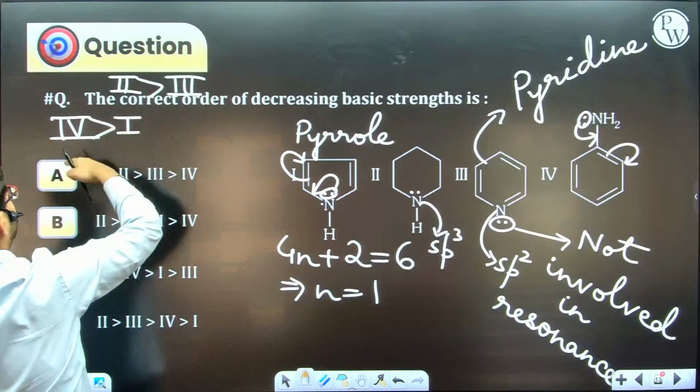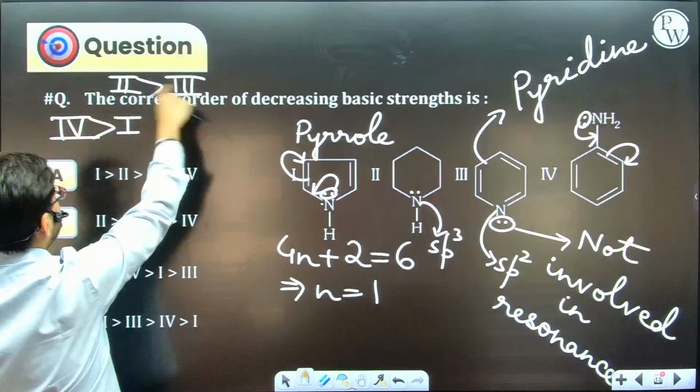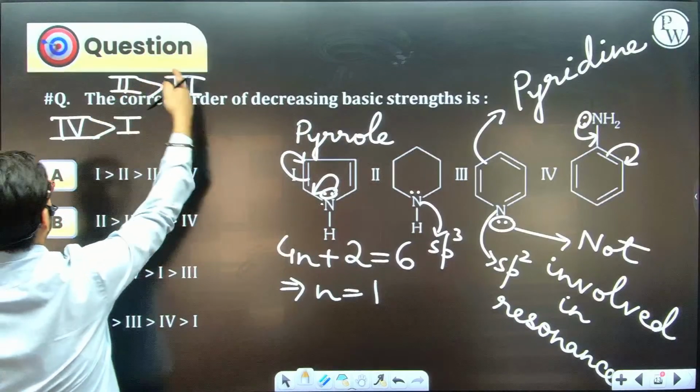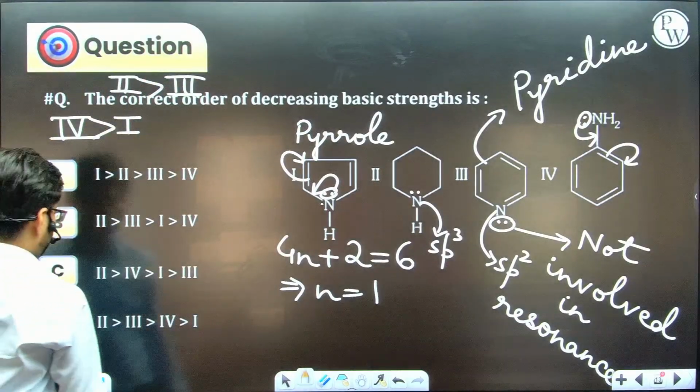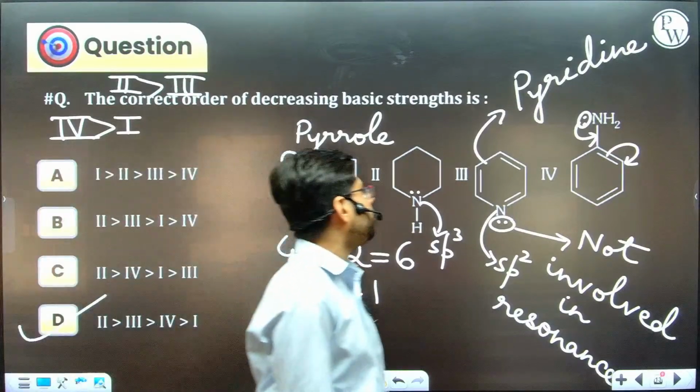Now combine these two results. So 2 is more basic than 3, and we have discussed that already. We have discussed one thing, that 2 and 3 are more basic than 1 and 4. So 2, 3, 4, 1. This is going to be the correct order. 2, 3, 4, 1. 2 is the most basic compound, followed by 3.